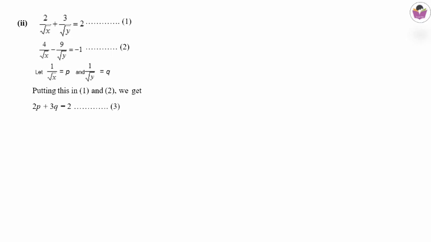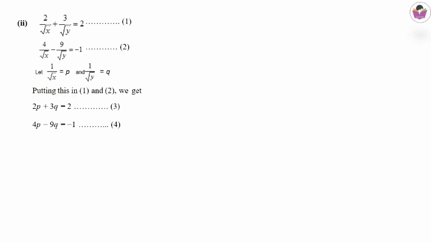Equation number 1 becomes 2 into 1 by root x, that is 2 into p, plus 3 into 1 by root y. Here 1 by root y becomes q, that is 3q is equal to 2. Label it as equation number 3. The second equation changes to 4p minus 9q is equal to minus 1. Label it as equation number 4. Now when you check equation number 3 and 4, both are in the proper format.